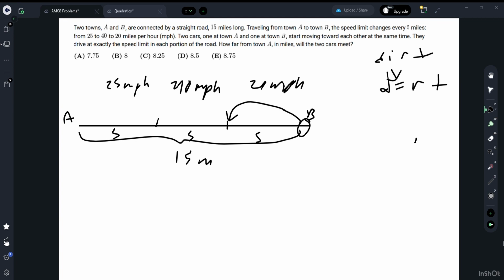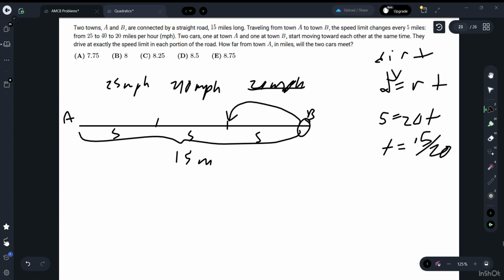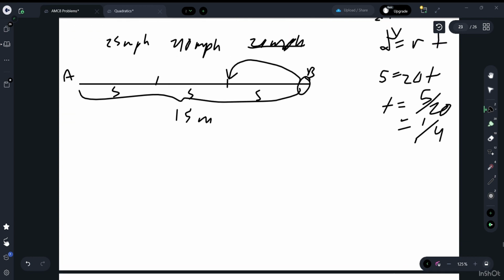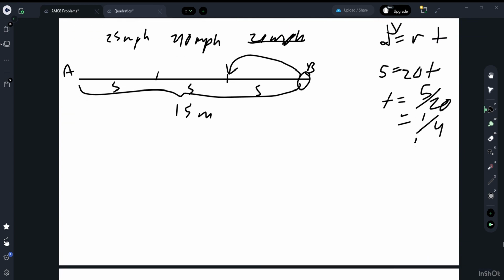Well, let's see. The distance we want it to travel is 5 miles. The rate it travels at is the exact speed limit, which is 20 miles per hour. So 5 = 20 times t. Let's divide by 20 on both sides to find t. So t is equal to 5 over 20, which is equal to 1/4. This is basically 1/4 of a whole hour, and 1/4 of an hour is 15 minutes. So it takes 15 minutes to drive to the end of the range. Well, let's take a look at the other car. How far will the other car travel in 15 minutes?